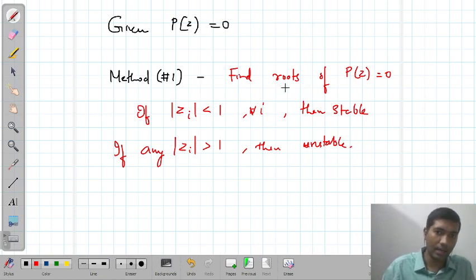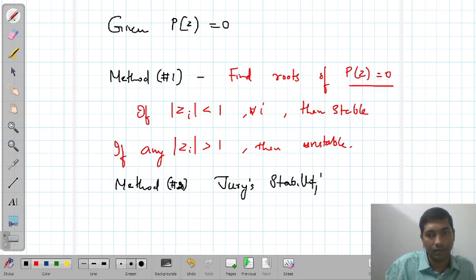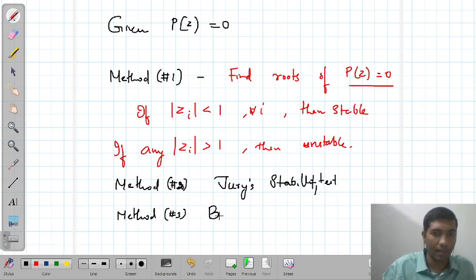But the issue is that it may not be easy to find the roots of big polynomials. Our calculator may not be able to solve for degrees greater than or equal to 4. Up to degree 3, maybe you can just find the roots of the characteristic equation to check whether the system is stable or not. And there are two more methods which are very popular. Method 2 is Jury's stability test, which we will see in a moment. And the third method is by using something called the bilinear transformation.